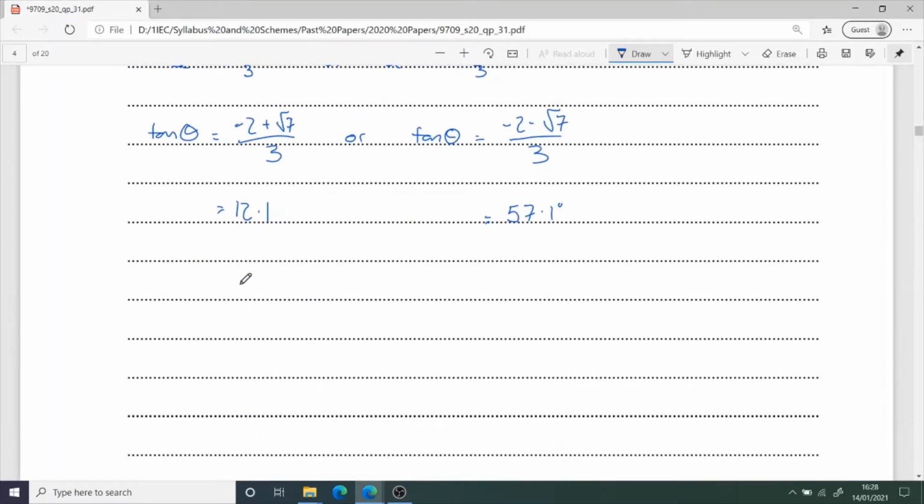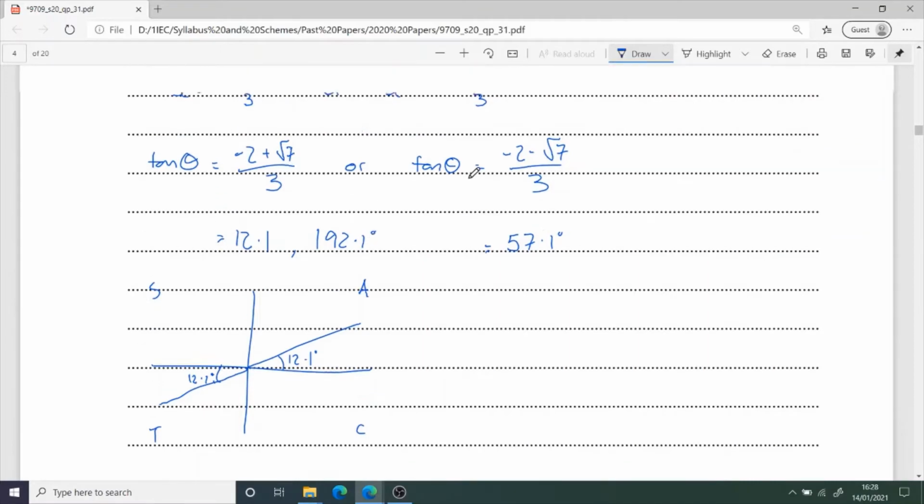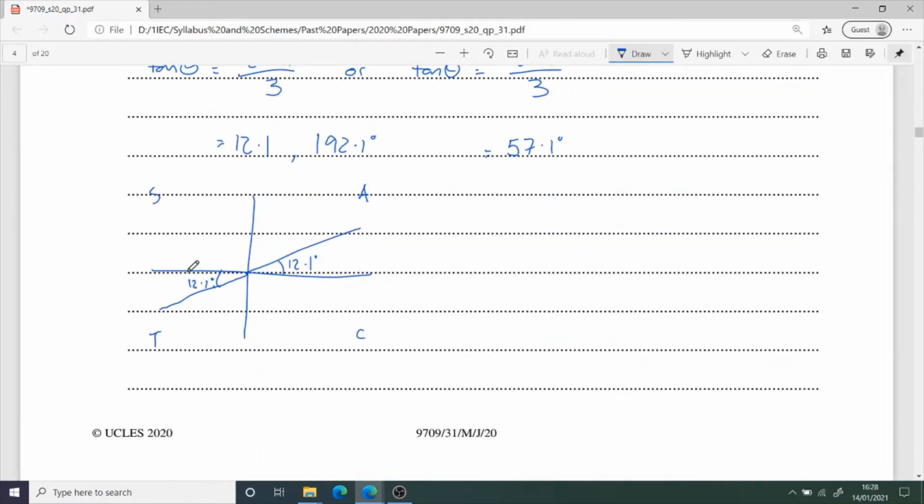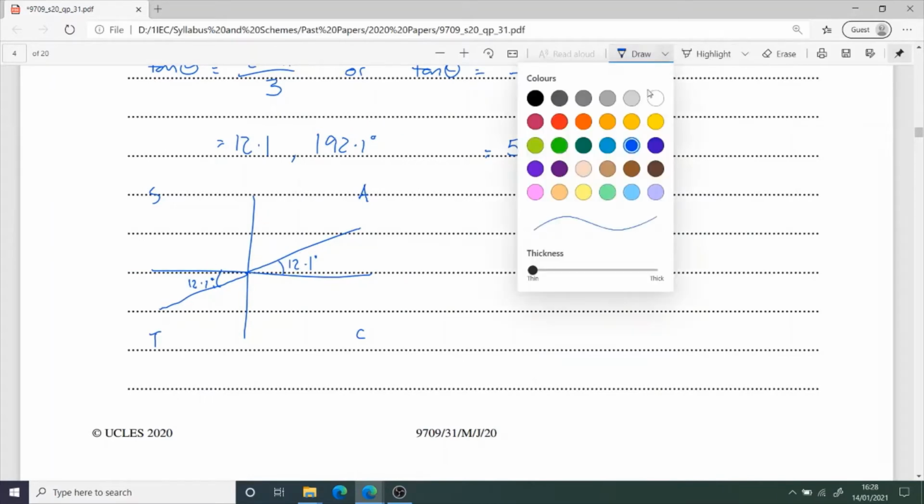So we're going to need two cast diagrams. So for this one, here is our angle 12.1. All are positive in this quadrant, so the other quadrant we want is this quadrant here. To get to this point, we're going to do 180 add 12.1, so that is 192.1 degrees. That's outside the domain that we want, so we're not going to take that value.